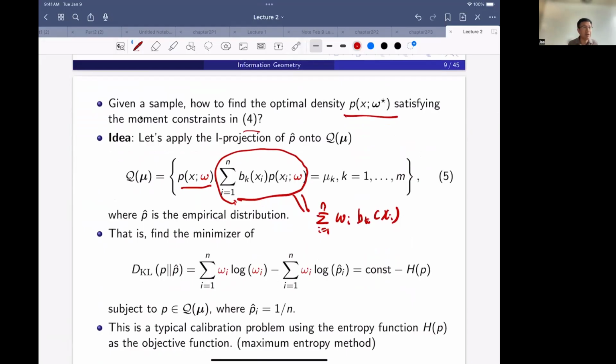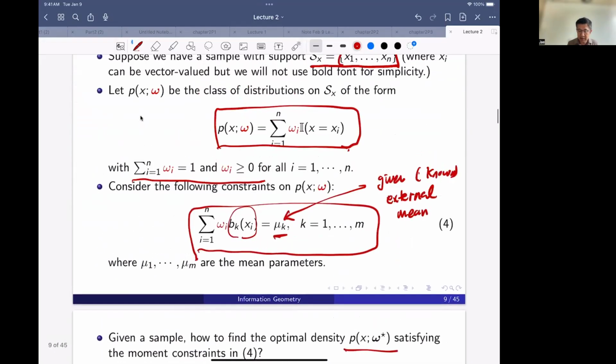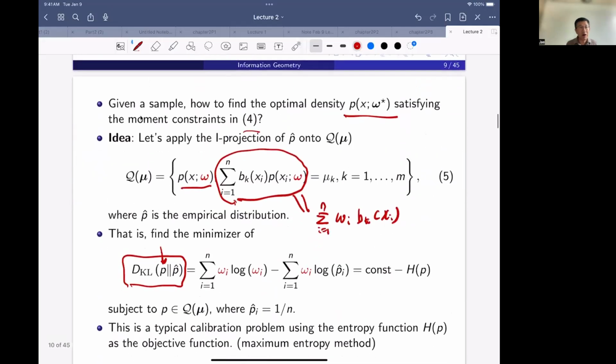And then the objective function, the cost function in the optimization, is the Kullback-Leibler. Because this particular p is in this class, that means we can write down the specific form of this Kullback-Leibler divergence as a summation, something like that, which is indeed this. Okay, so as a function of omega, it's just a constant.